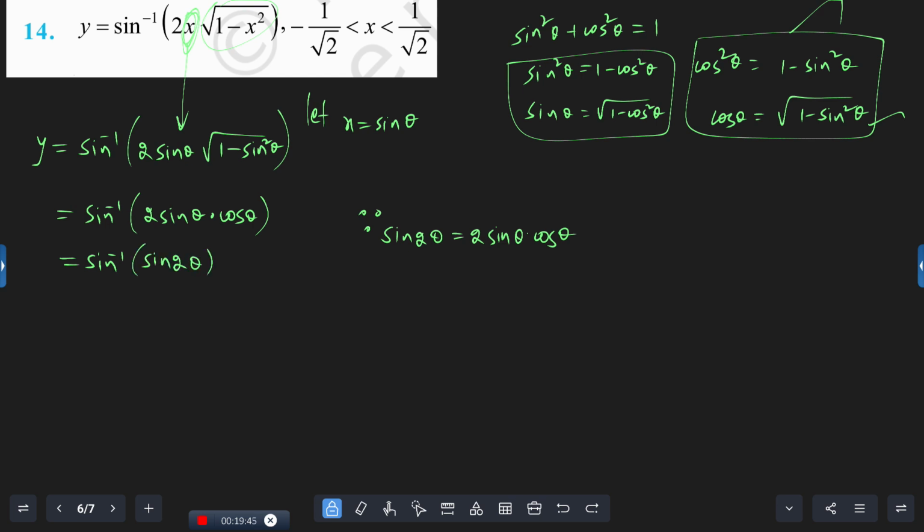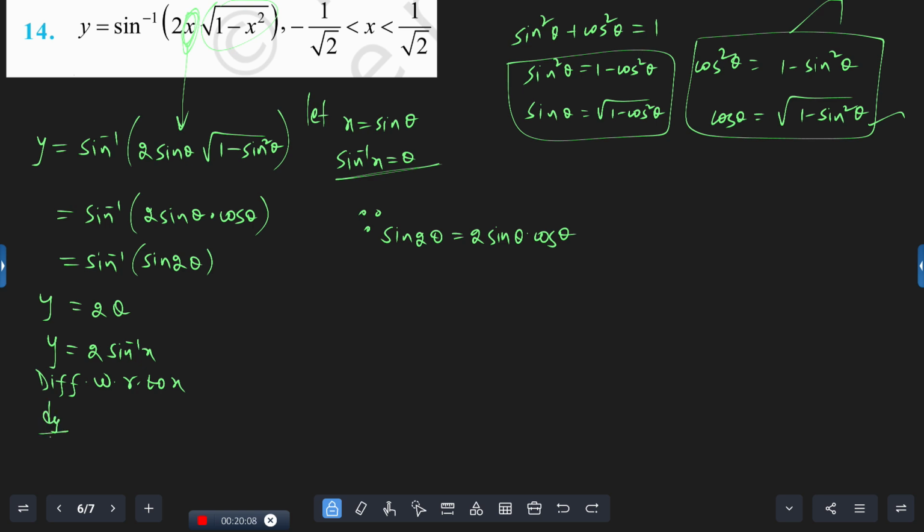Again, we got the same step. Sine inverse sine, now we can cancel it. So what am I getting? 2 theta. Then what about theta? Sine inverse x is equal to theta. Then you can replace theta: 2 times sine inverse x. Now you differentiate with respect to x, my dear.